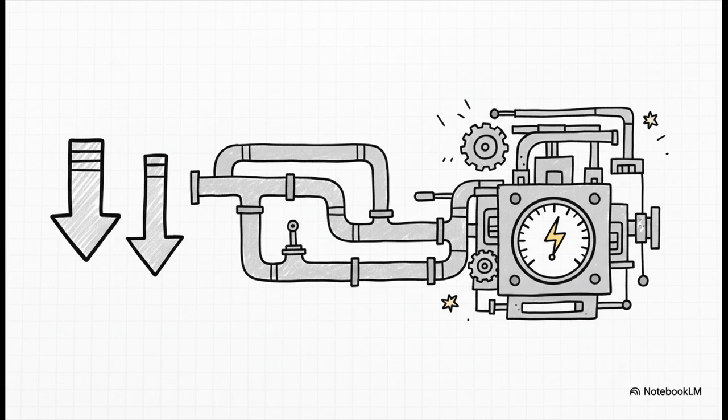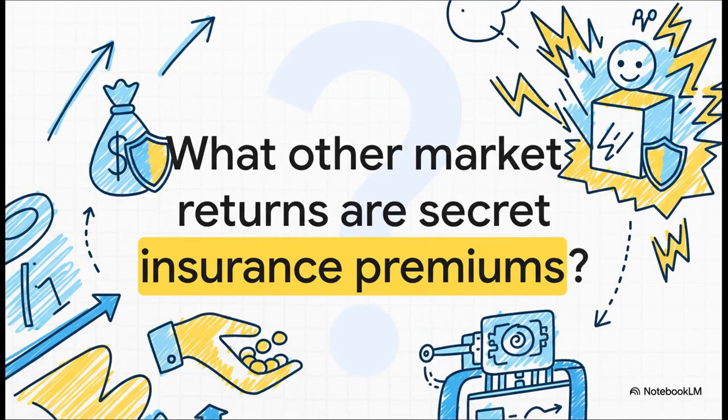The big picture implication here is really profound. We now have this powerful, unified theory that connects the basic plumbing of financial markets, the simple act of buying and selling, to one of its biggest and most important systemic risks, volatility. And this leaves us with a provocative final thought. If the profits from one of Wall Street's oldest activities are really just an insurance premium in disguise, what other seemingly simple market returns might be hiding a similar secret? What other risks are we getting paid to take on without even knowing it?